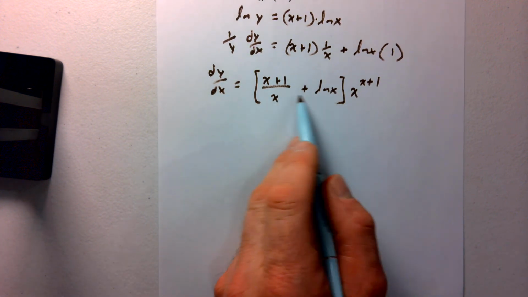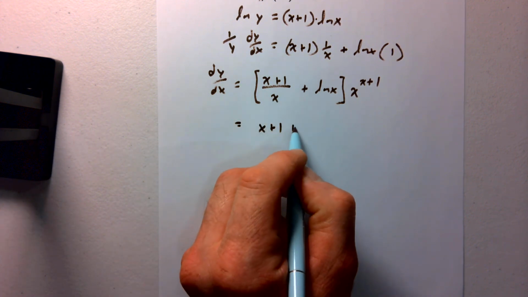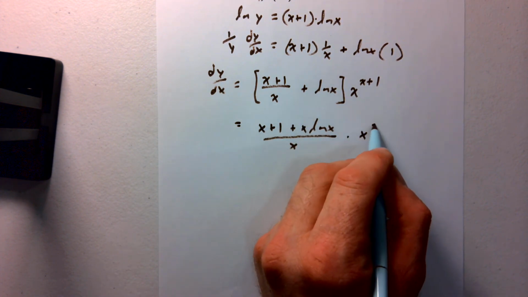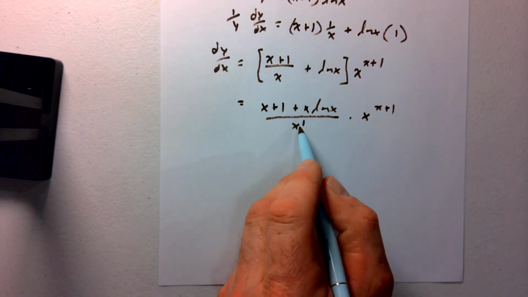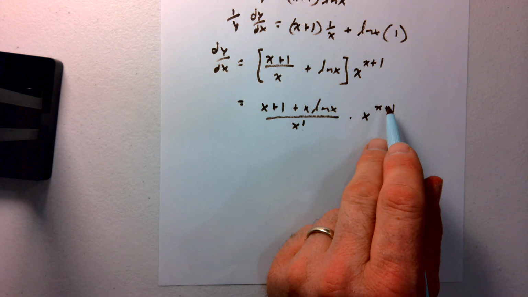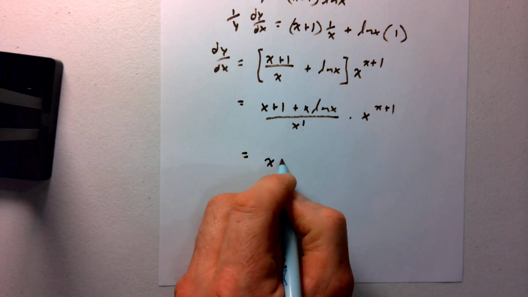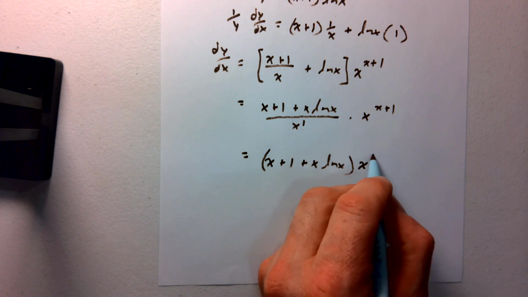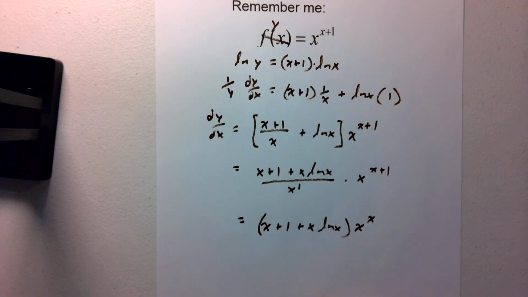Ta-da! Can we find a common denominator? Yes, we could find a common denominator. So we'd have x plus 1 plus x natural log of x, over x. And why would we do the common denominator there? Well, notice we do have a common base here, and that's an exponent of 1. So if I take x to the x plus 1 and divide it by x to the first, I'm going to subtract those exponents. So x plus 1 minus 1 gives us x, doesn't it? So we get x plus 1 plus x natural log of x, all times x to the x. And that would be my derivative of that x to the x plus 1.